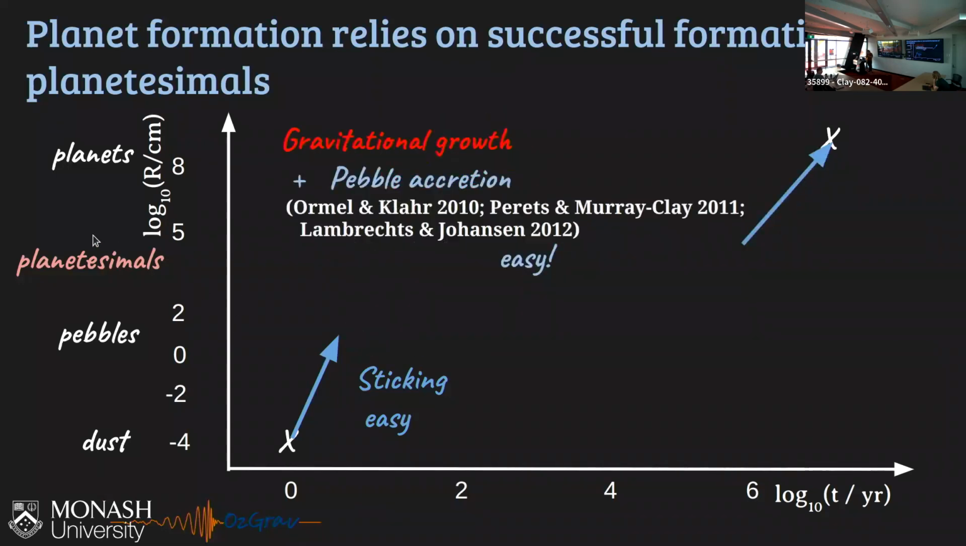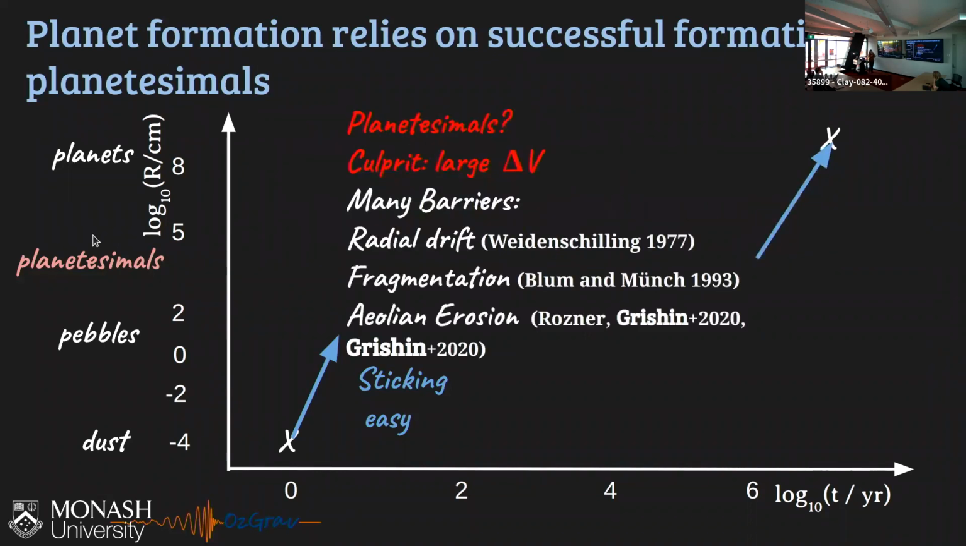But how to actually make planetesimals? That's a bit hard, because here you have many barriers. I think the radial drift that Salas mentioned, and fragmentation. And I think I also introduced, and I think Stefan also mentioned, aeolian erosion that limits the size you can grow to, which is annoying. But still, how do people think that it's formed?